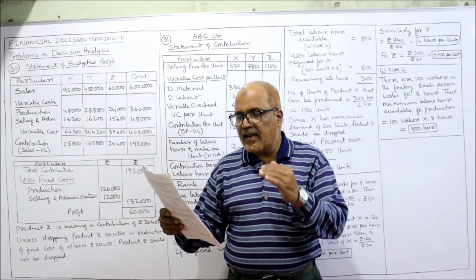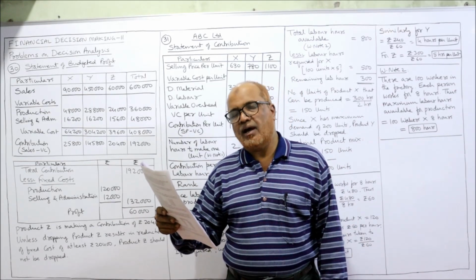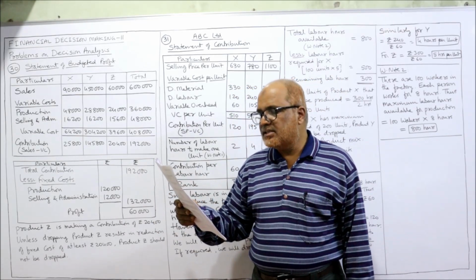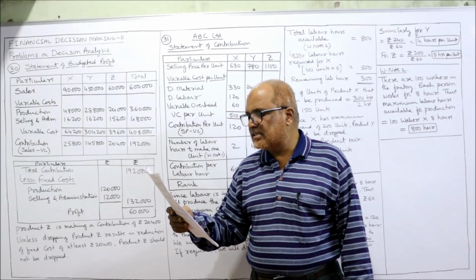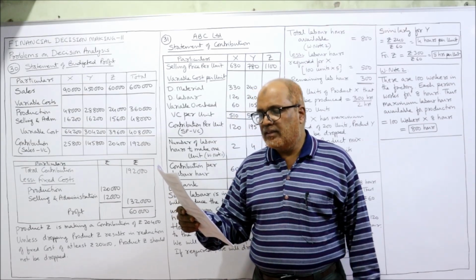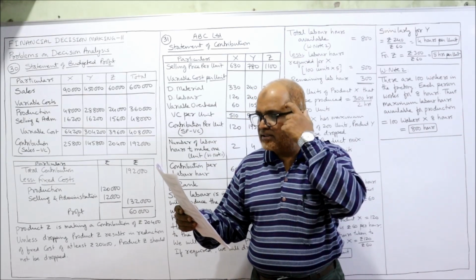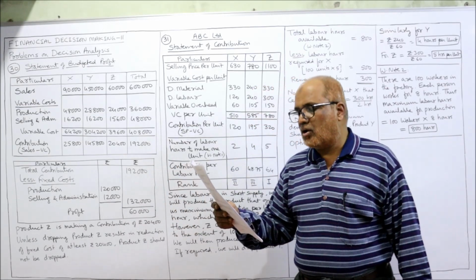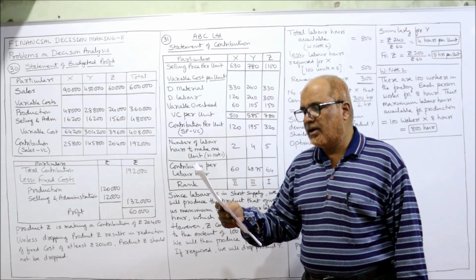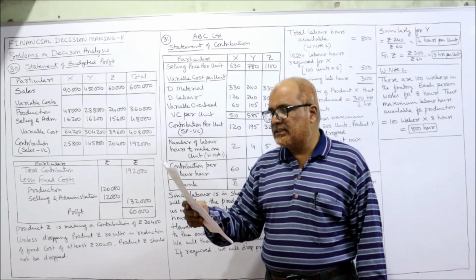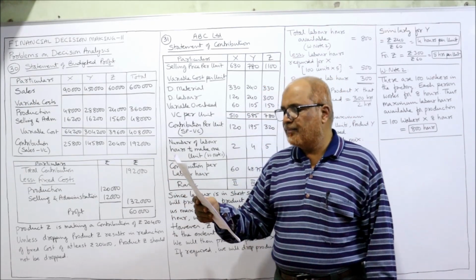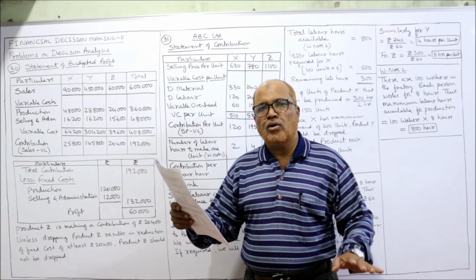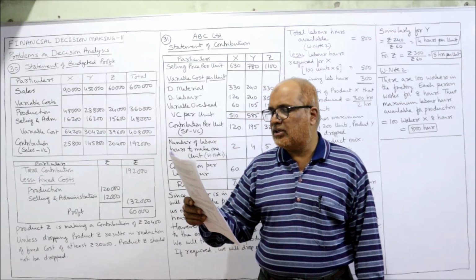Now, selling and administration cost. Again, it is divided into variable and fixed. Variable 16,200, 16,200, 15,600, total 48,000. Then fixed costs are 4,200, 3,600, 4,200, total 12,000. Total cost 74,400 for X product, 4,03,800 for Y product and 61,800 for Z product. The total cost of all the products is 5,40,000.